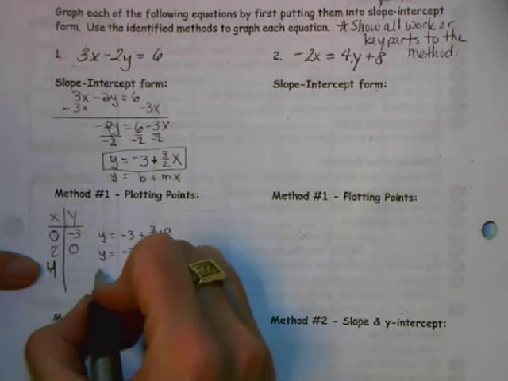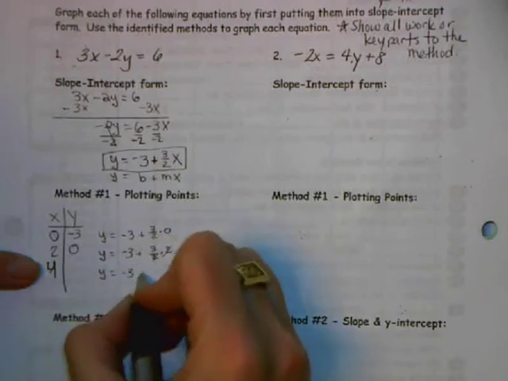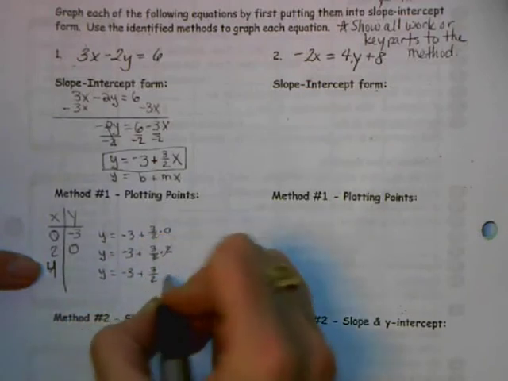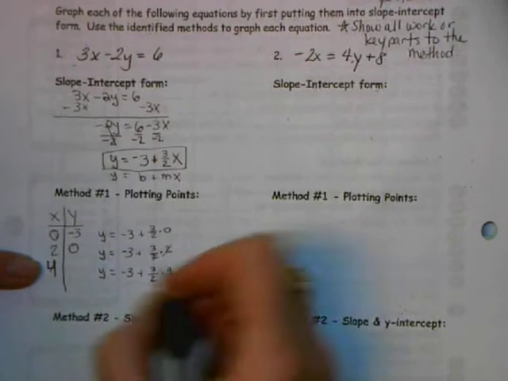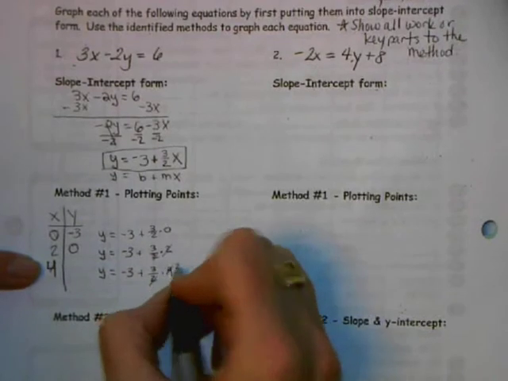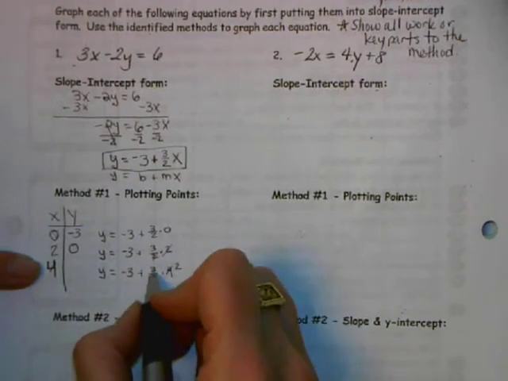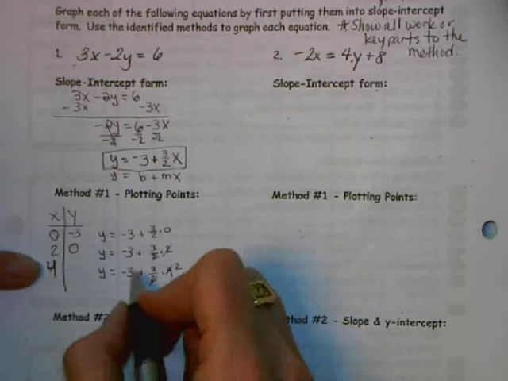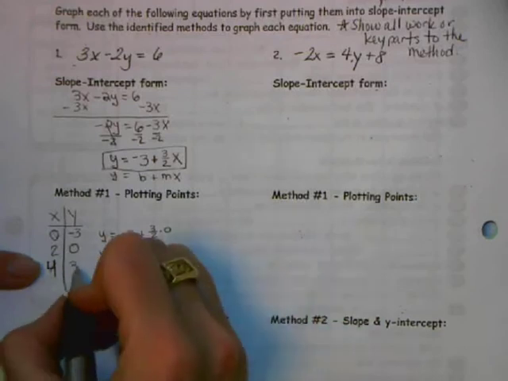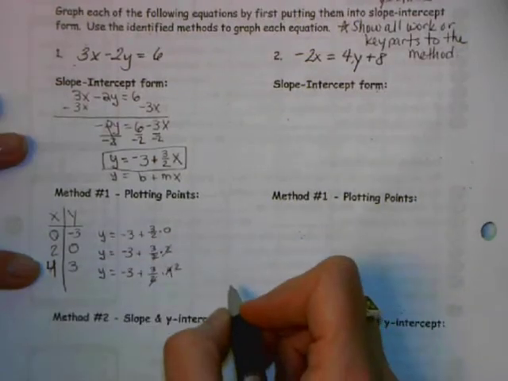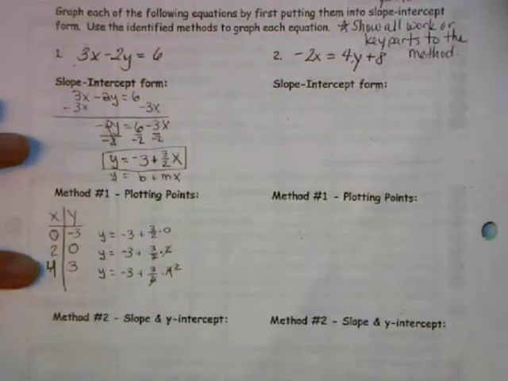Now, here I have y equals negative 3 plus 3/2 times 4. In this case, this stuff on the right simplifies to 3 times 2 is 6, plus negative 3 is 3. So I get those 3 points there, and I can plot those 3 points and connect them together to make a line.